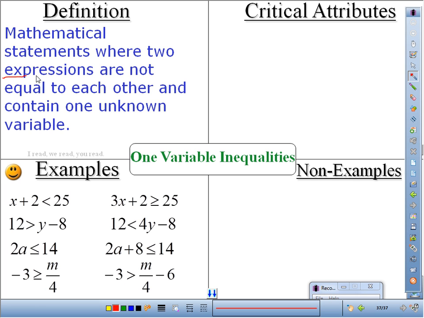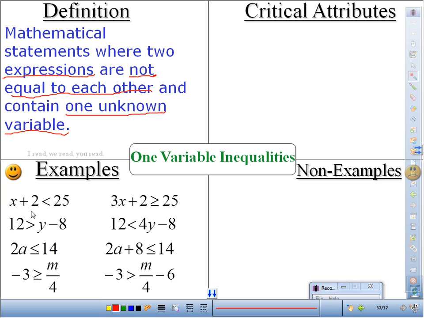Inequalities are expressions not equal to each other. And just write at the end, one unknown variable. Expressions not equal to each other, one unknown variable.